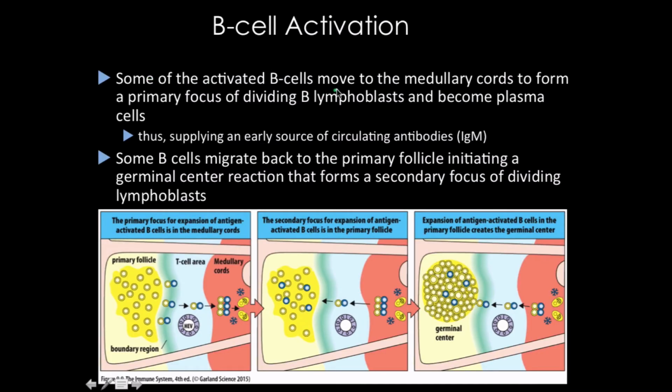So some of the activated B cells are going to move to the medullary cords to form a primary focus of dividing B lymphoblasts and become plasma cells. And the reason that we're doing this is because we're able to supply an early source of IgM, right? So it's not as bad as what we saw with the B1 cells, but it's a little bit more precise than that, but not nearly as precise as what you get after all the affinity maturation that B cells are going to undergo. So some of the B cells are going to migrate back to the primary follicle, initiating a germinal center reaction that forms the secondary focus of dividing lymphoblasts.